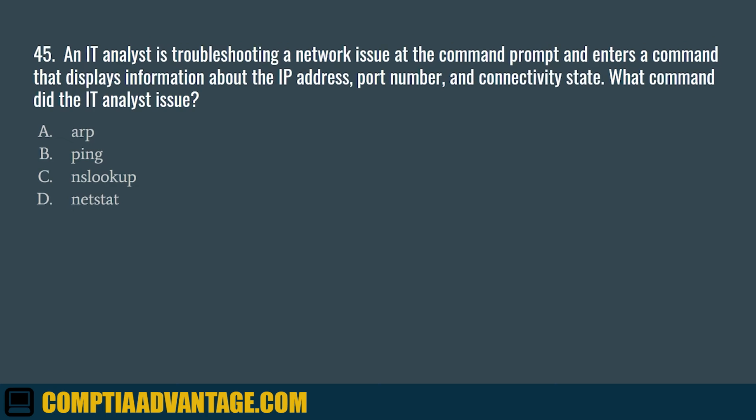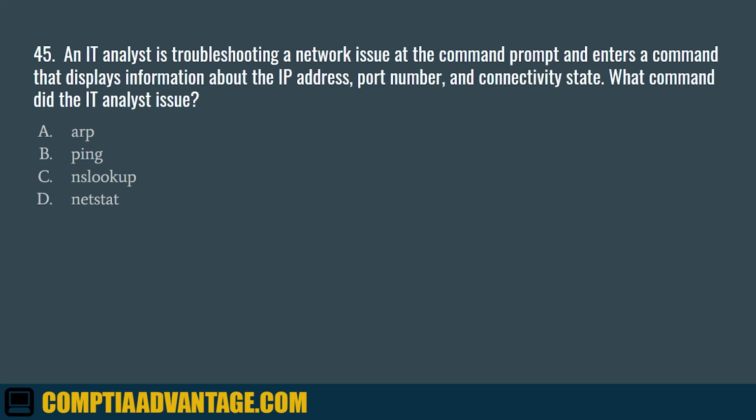Question 45. An IT analyst is troubleshooting a network issue at the command prompt and enters a command that displays information about the IP address, port number, and connectivity state. What command did the IT analyst issue? A. ARP, B. Ping, C. NSLOOKUP, D. Netstat. The correct answer is D. Netstat.